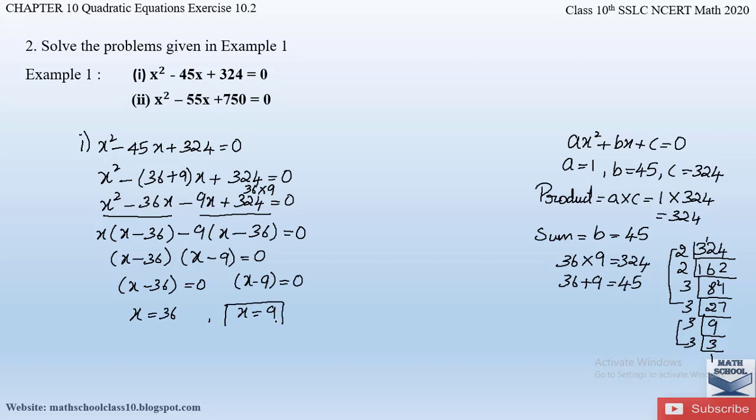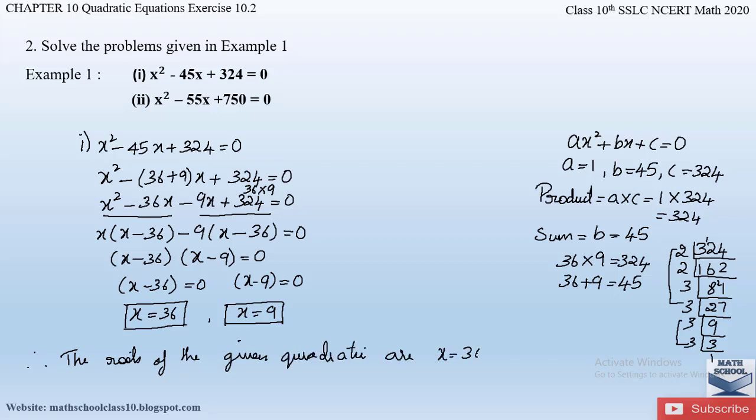So these are the two roots, that is x is equal to 9 and x is equal to 36 for the quadratic equation from example number 1. So therefore the roots of the given quadratic equation are x is equal to 36 and x is equal to 9. So let us solve similarly the second part of the question.